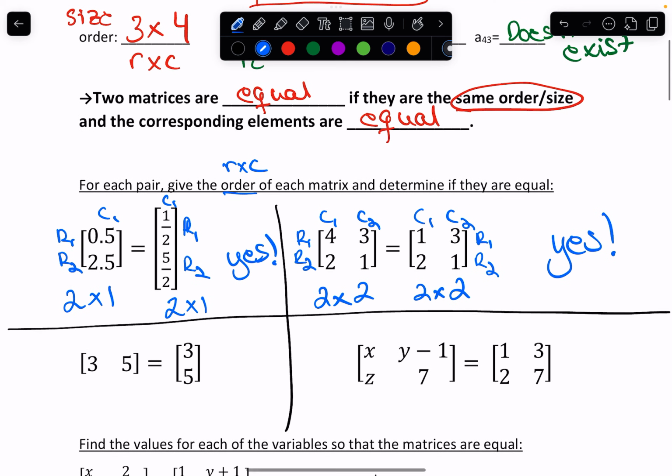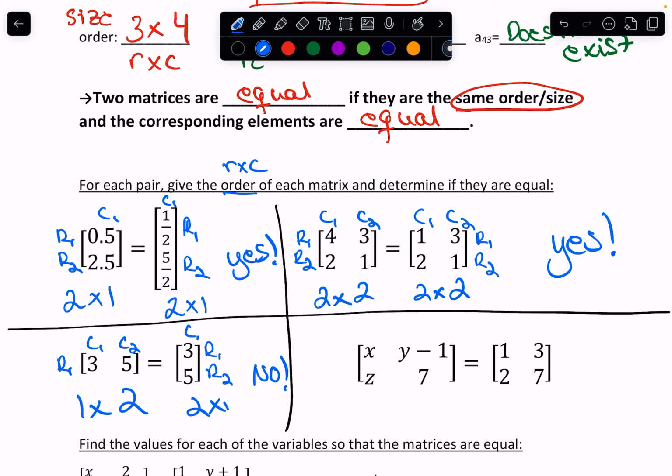Okay, next one. We have 1 row and 2 columns on the left. On the right, we have 2 rows and 1 column. So this is a no. They are not equal. Okay, so on the left here, again, we've got 2 rows and 2 columns. So we have a 2 by 2, and the same thing on the right. So 2 by 2. So these two are equal.